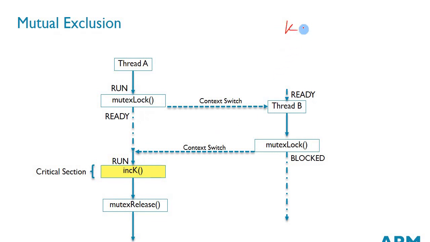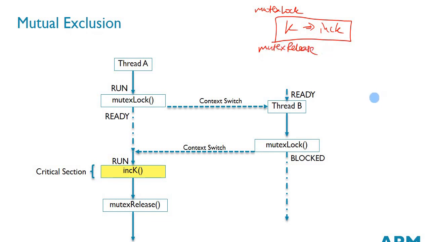So K, which is actually through our increment K function, is our shared resource or critical section of the code. First, we must understand that this is a shared resource, and we want to protect it by using a mutex. So we must have a rule. The rule is that before I access this shared resource, I must do a mutex lock, and after I am done accessing it, I can do a mutex release. These are the two important things I must follow.